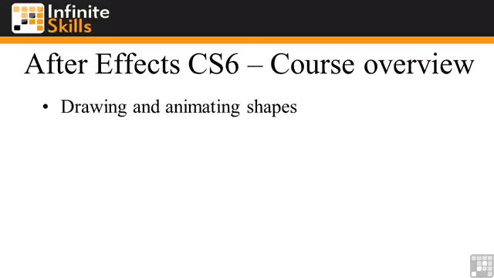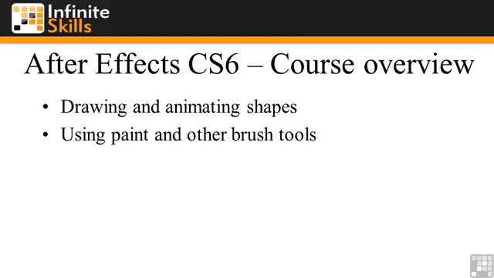Then we'll go on to drawing and animating shapes. There's some great shape tools inside After Effects, but you can go way beyond simply drawing a shape. There's all kinds of cool ways that you could animate shapes in terms of how they look, their color, their behavior. I'll explain that. Then we'll go on to using paint and other brush tools. Now, you can paint things as you can paint things in other products, but you can then animate those paint strokes. You can have them change their appearance and their color.